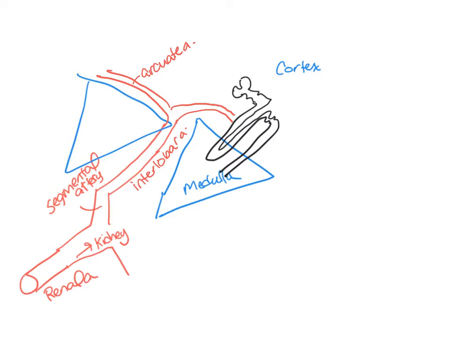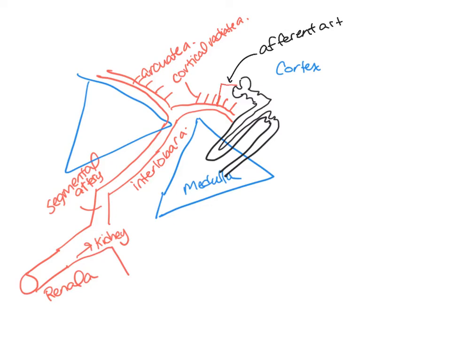From there will be little cortical radiate arteries that come off of that arcuate artery. They're smaller little arteries, and they're radiating off of that arcuate artery. So we call those the cortical radiate arteries. From the cortical radiate artery, we have an artery that goes into the nephron, and that is actually an arteriole, and we call that the afferent arteriole.